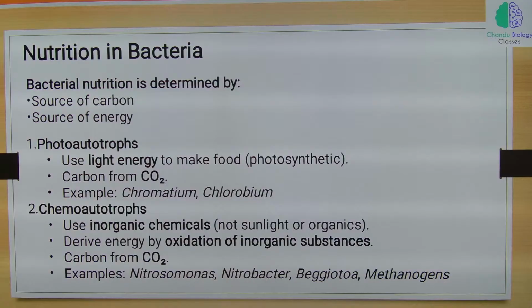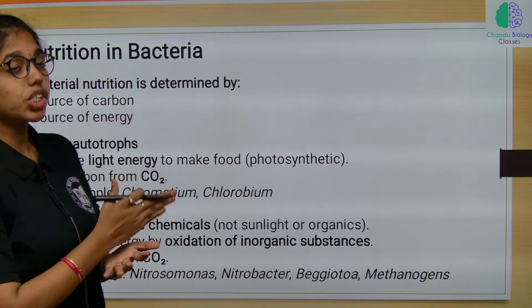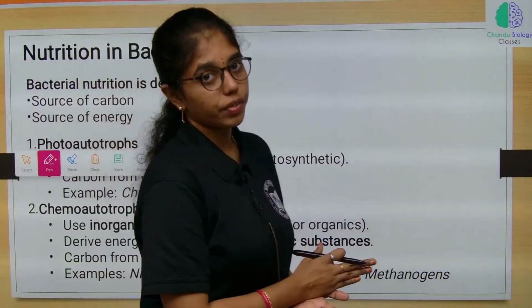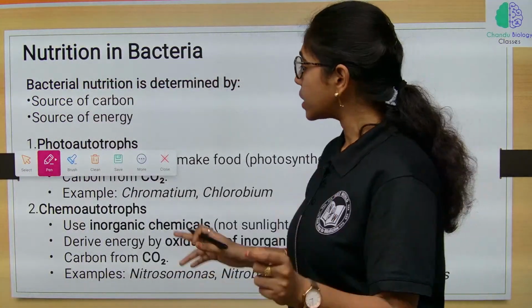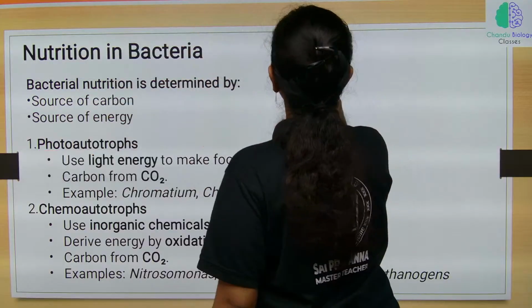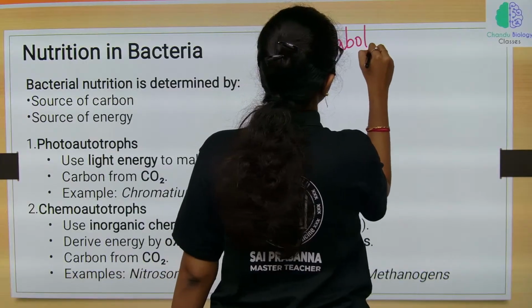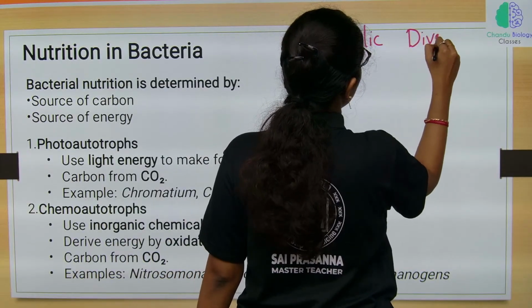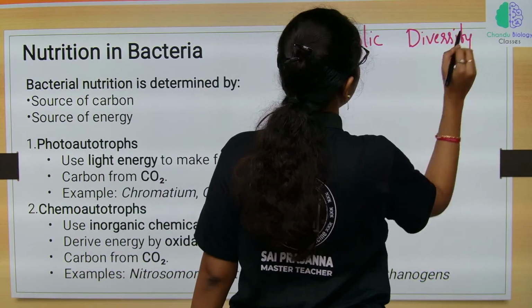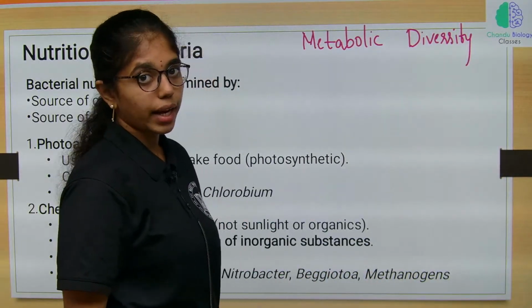Now, let us look into the metabolic diversity. Okay, I already told you which kingdom in the 5 kingdom system of classification will exhibit maximum metabolic diversity. So, the maximum metabolic diversity is exhibited by the kingdom Monera, that is prokaryotic cells.